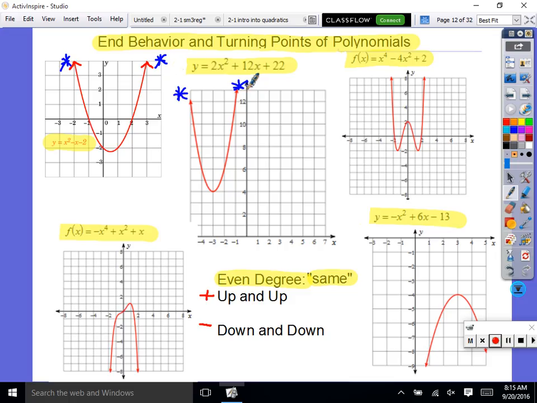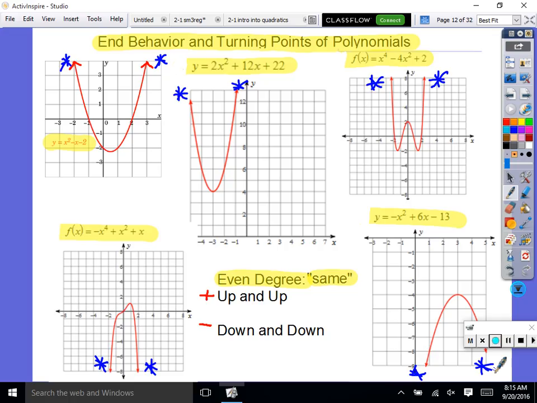Okay, then if you look right here, this is x to the 4th minus 4x squared plus 4. Well, look at the end behavior. Isn't it behaving the same as the quadratic? Right? Okay, and then if you look down here, this is another x to the 4th, but it's negative x to the 4th. We have our end behavior happening over here and over here. So notice it's going down and down. And then over here we have a quadratic. And you see how the end behavior is working the same.